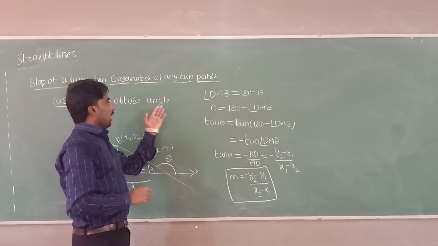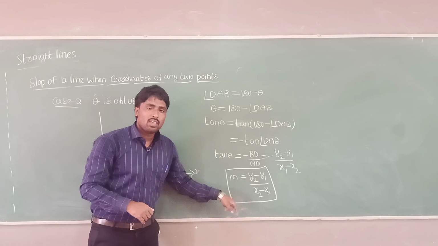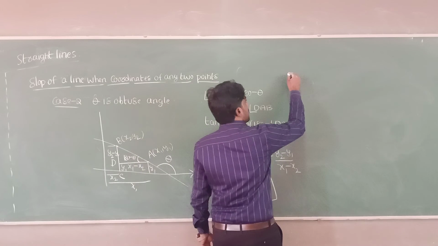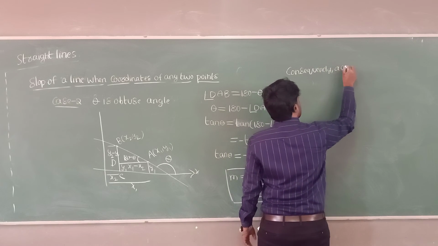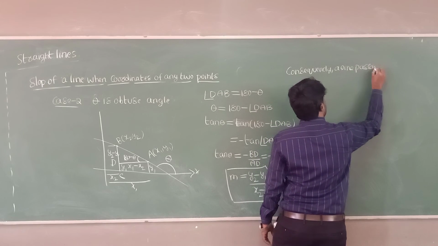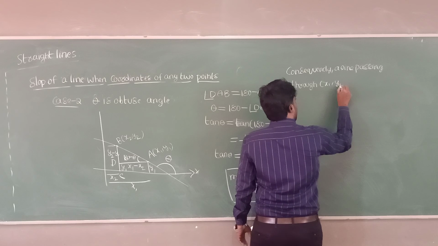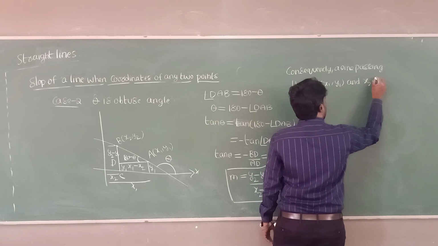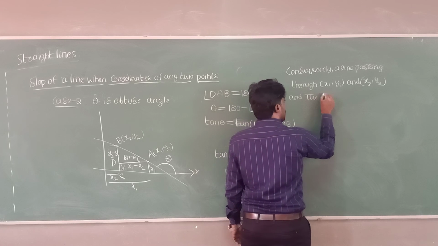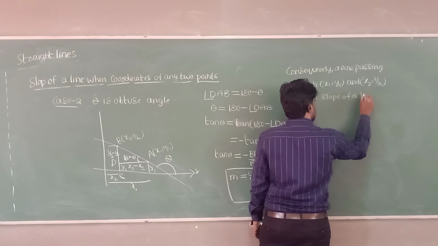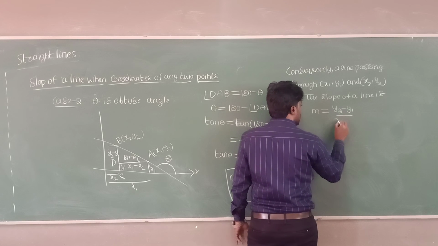Now you have to observe here, whether the angle is obtuse or acute, the slope of a line passing through two points, x1 comma y1 and x2 comma y2, has the formula m equals y2 minus y1 by x2 minus x1.